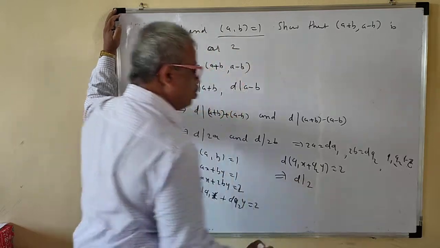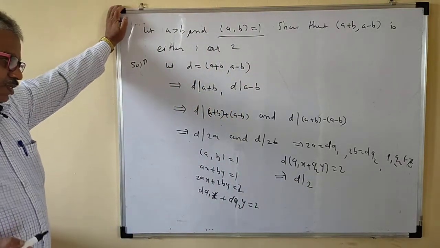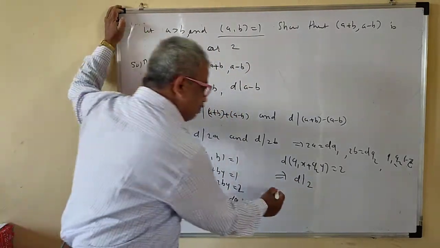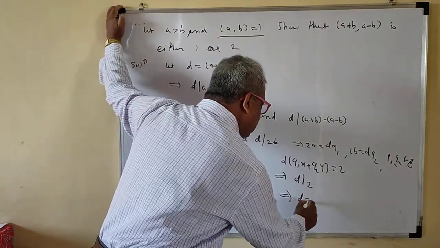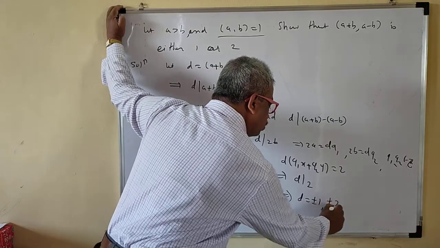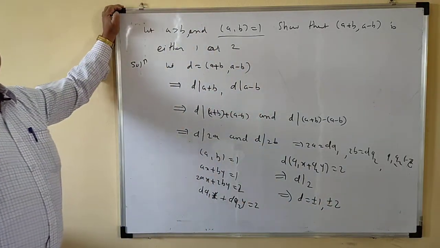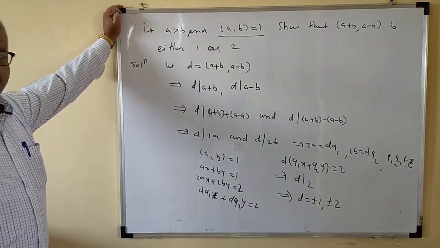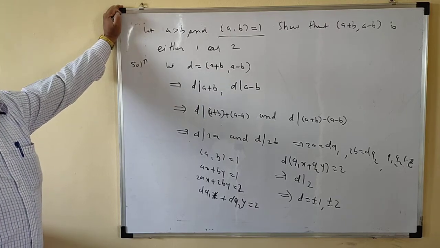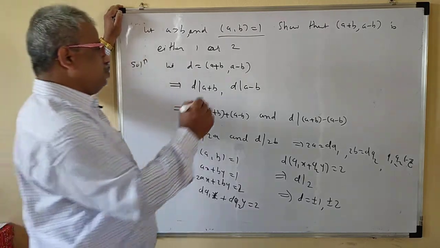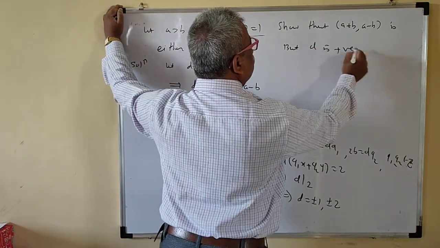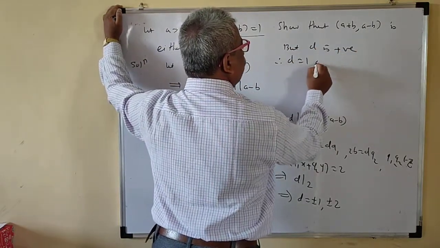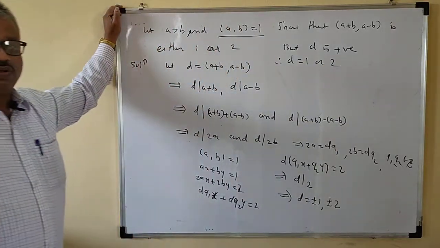What does this imply? d divides 2, because 2 is equal to d times some integer. So what are the divisors of 2? The only divisors of 2 are plus or minus 1 and plus or minus 2. But d is positive. So therefore d is equal to 1 or 2.